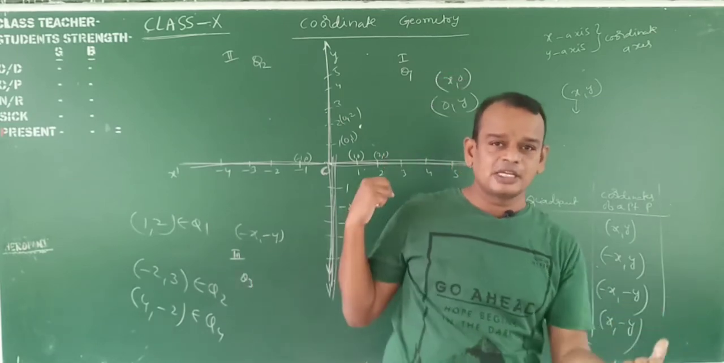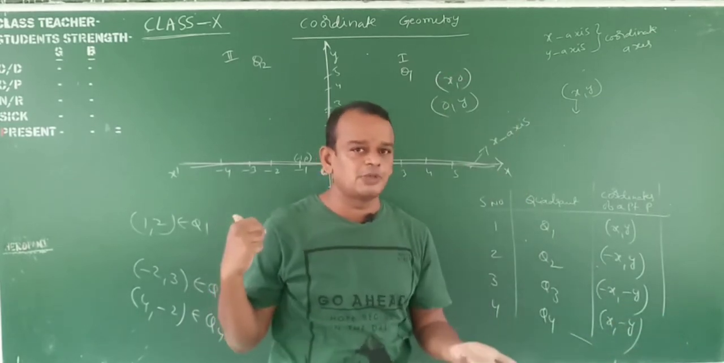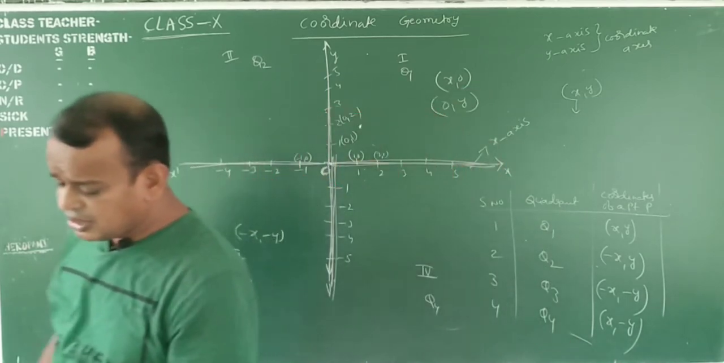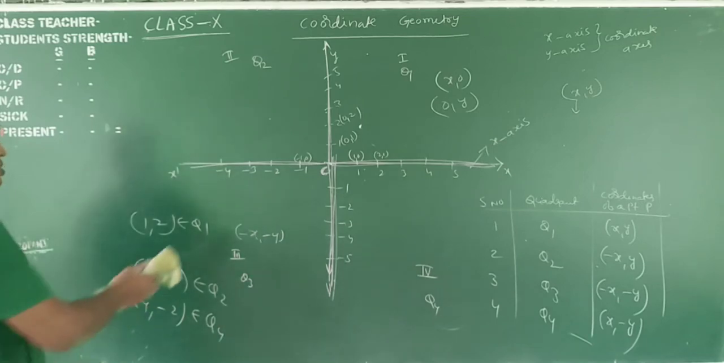Every point on the x-axis is of the form (x, 0). Every point on the y-axis is of the form (0, y). Now we will take one point, a very, very important one. Observe that.